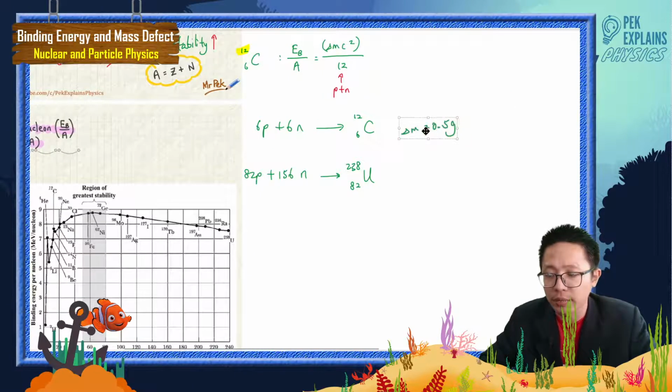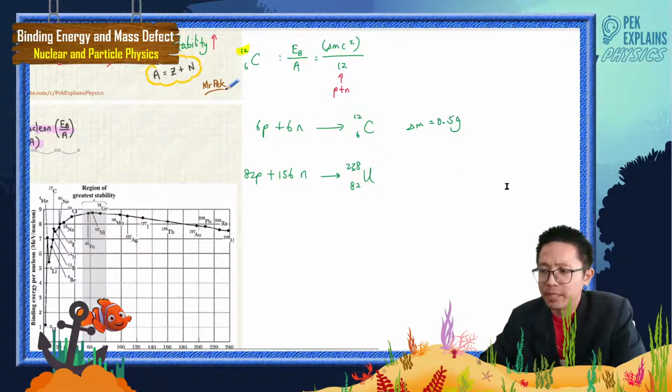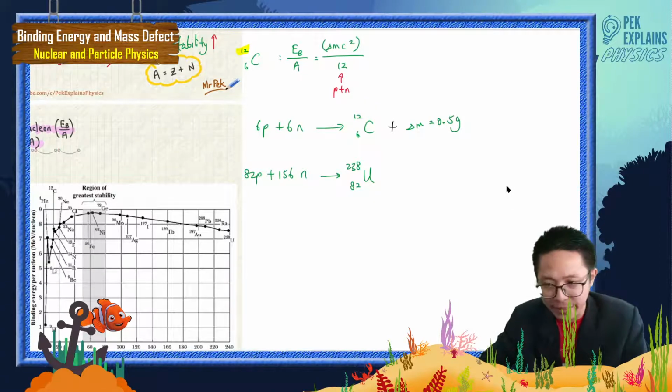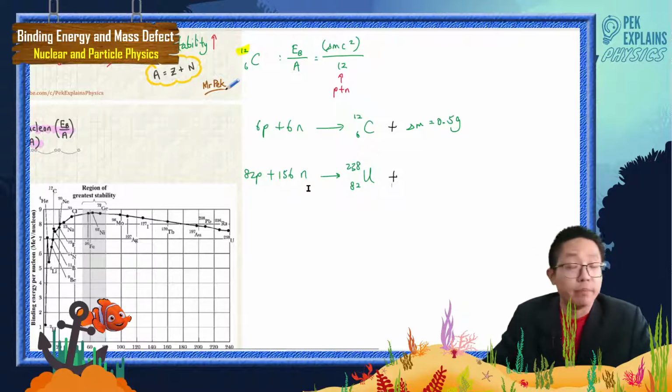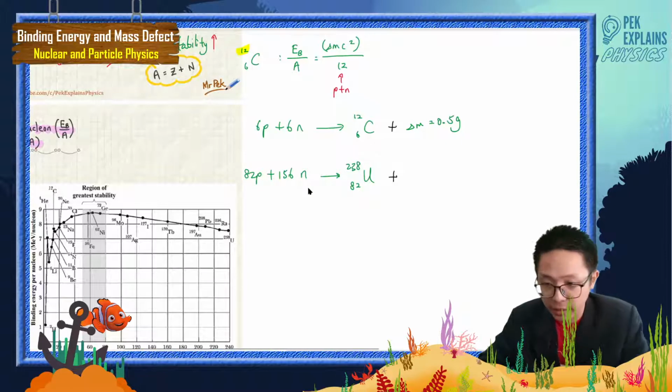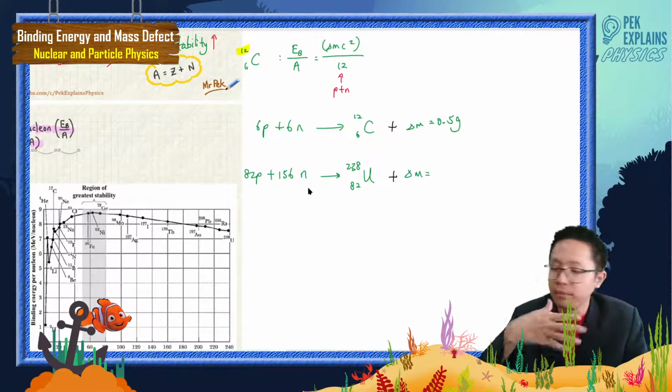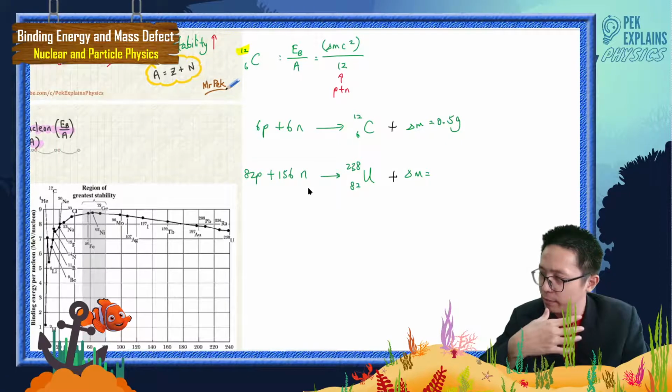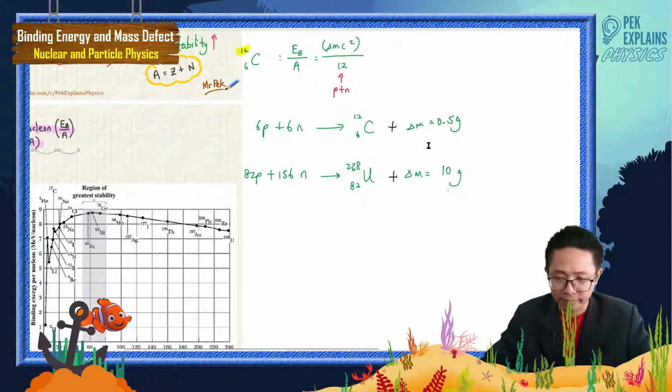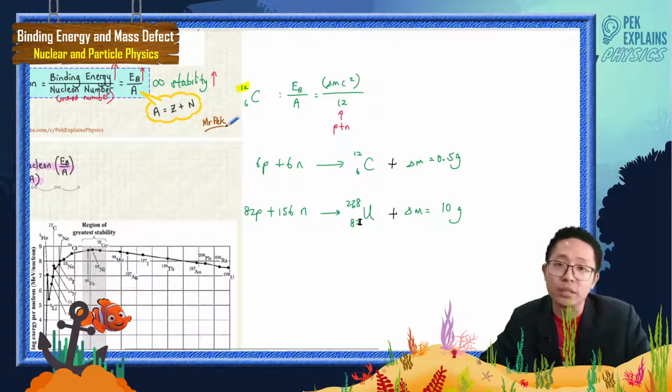Just now for carbon 12, the mass defect maybe is just 0.5 gram. But for uranium, with so many proton and so many neutron, the mass defect will be even higher, a lot greater. Maybe it will go up to 10 gram, compared to this one just 0.5 gram. So that means uranium has higher binding energy compared to carbon, because the mass defect is even higher.